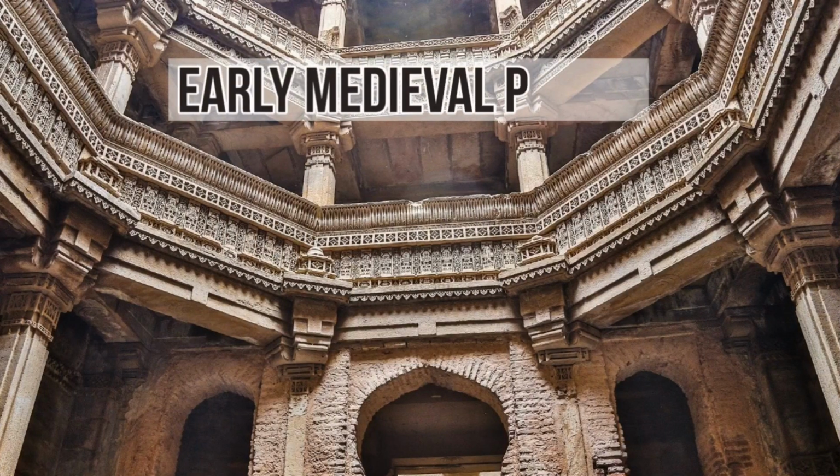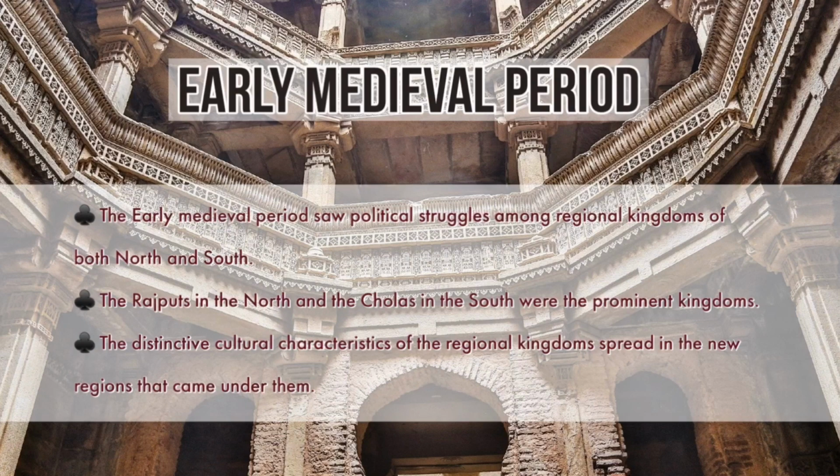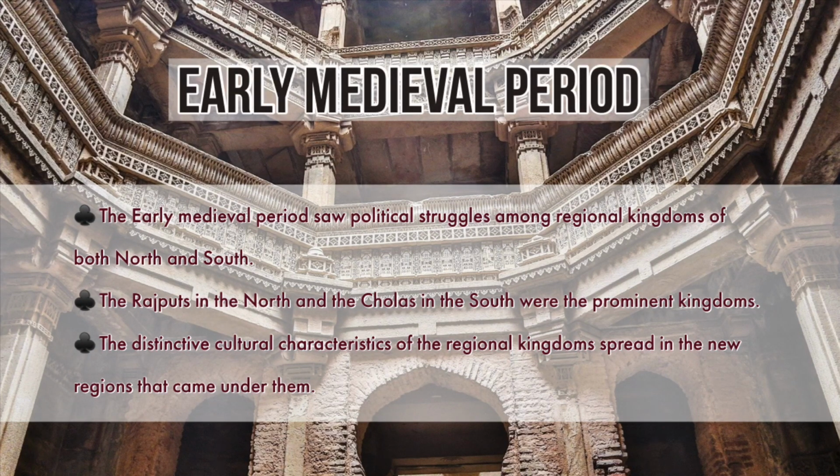Now let's look into early medieval period. The early medieval period saw political struggle among regional kingdoms of both north and south. The Rajputs in the north and the Cholas in the south were the prominent kingdoms. The distinctive cultural characteristics of the regional kingdoms spread in new regions that came under them.